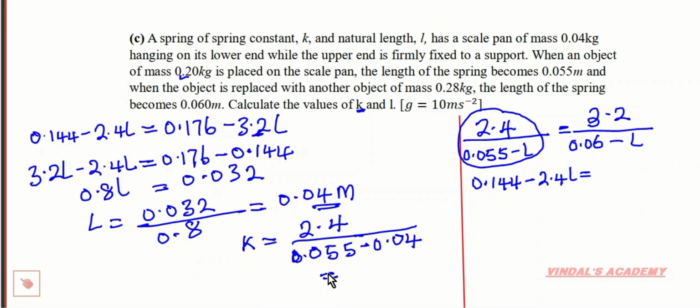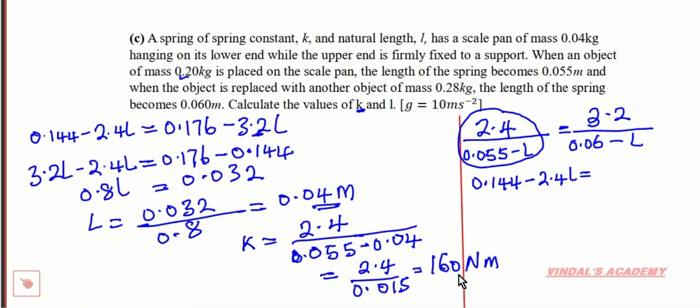So when I divide them, I'm going to have 2.4 divided by 0.015, and my value is going to be 160 Newton meter.